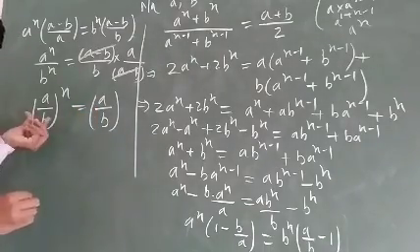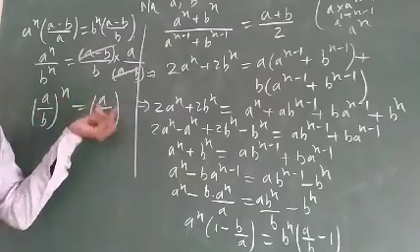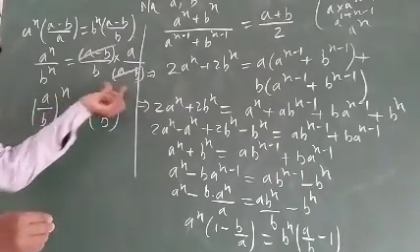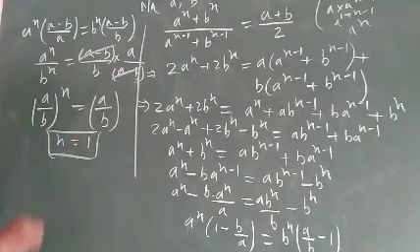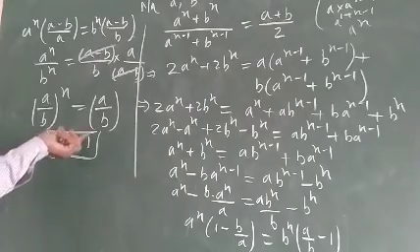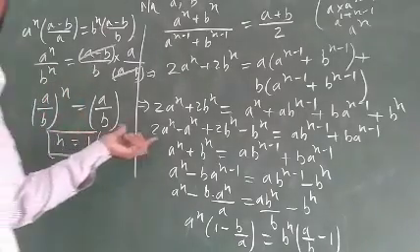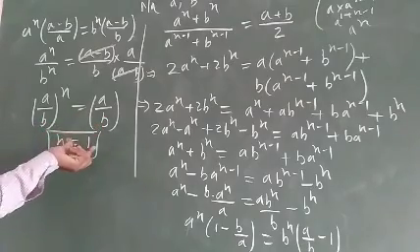Now what you will see, both the terms have the same base, (a by b) whole power n, (a by b) whole power nothing. Now nothing means 1, therefore n equals to 1. On comparison you will write n equals to 1. By taking this term reciprocally, on comparing, you will get n equals to 1.